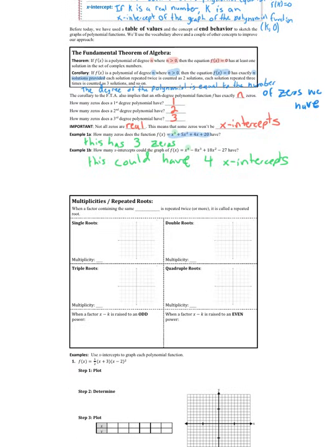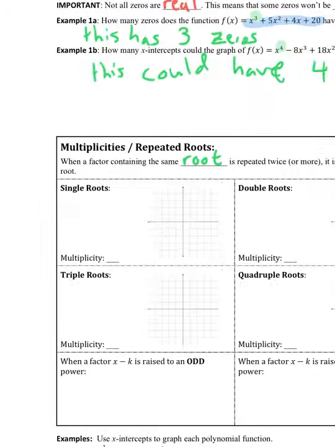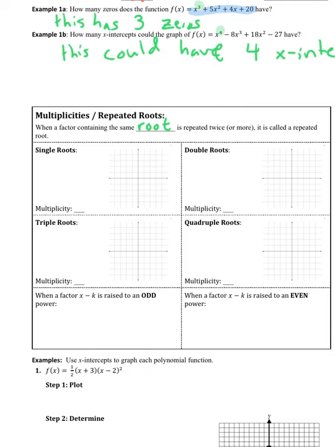Okay. Now, there's just one thing we have to be careful of, and that's called multiplicity and repeated roots. All right? And what it means is when a factor containing the same root is repeated twice or more, it's called a repeat root. And what that means is if I were to write an equation that looks like f of x equals, let's say, x plus 4 and x minus 2, I can see, hey, this has 2 factors. It should have 2 x-intercepts. So at negative 4 and positive 2 should be my zeros, my x-intercepts. And it's going to do something in between, and it's going to go away. But that's what a single root looks like. It's just when it crosses the x-axis.